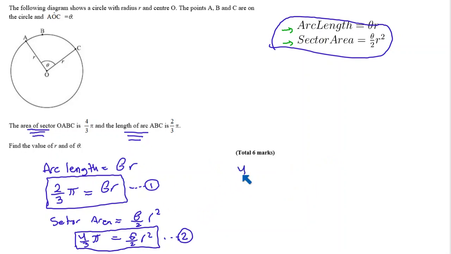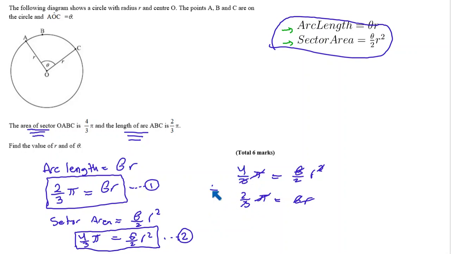So this one is 4 over 3 pi is equal to theta over 2r squared, and the other one is 2 over 3 pi is equal to theta r. I will divide equation number 1 over equation number 2. I reordered the arc length and the sector area. When you divide these, the 3 will be cancelled, pi will be cancelled with pi, and theta will be cancelled with theta. One of the r's will be cancelled with the r squared. Let's see what will remain.